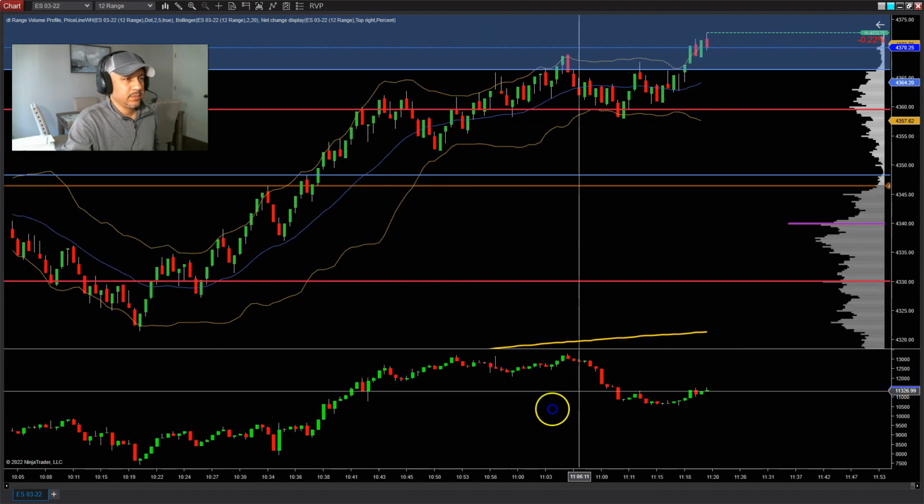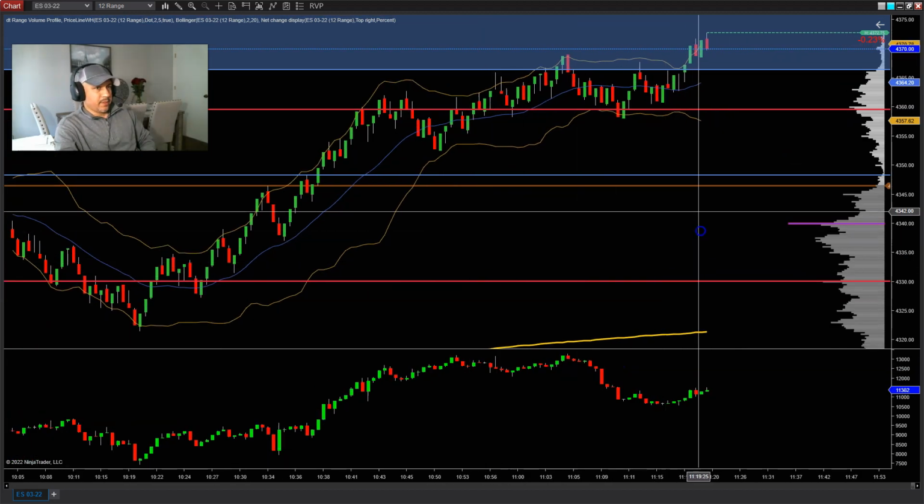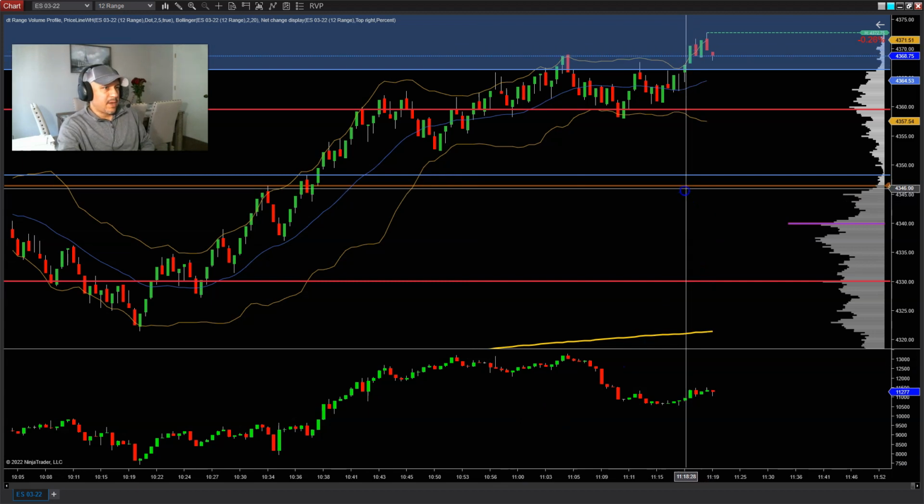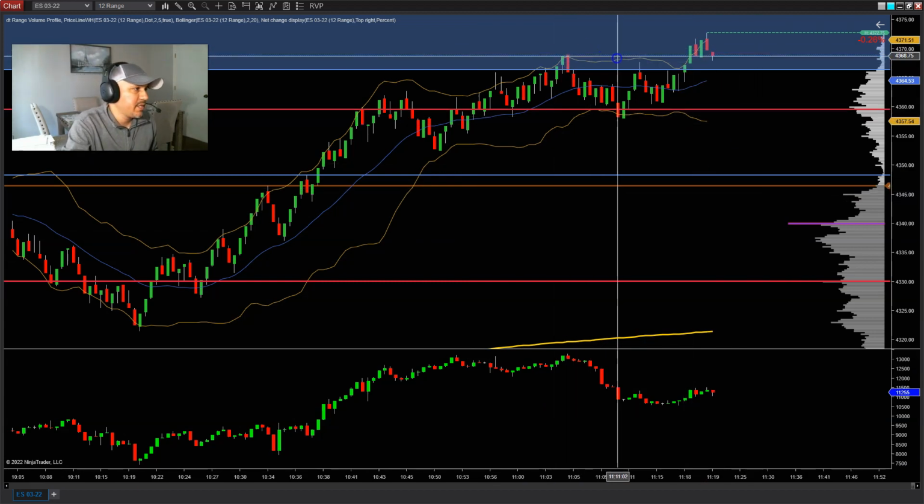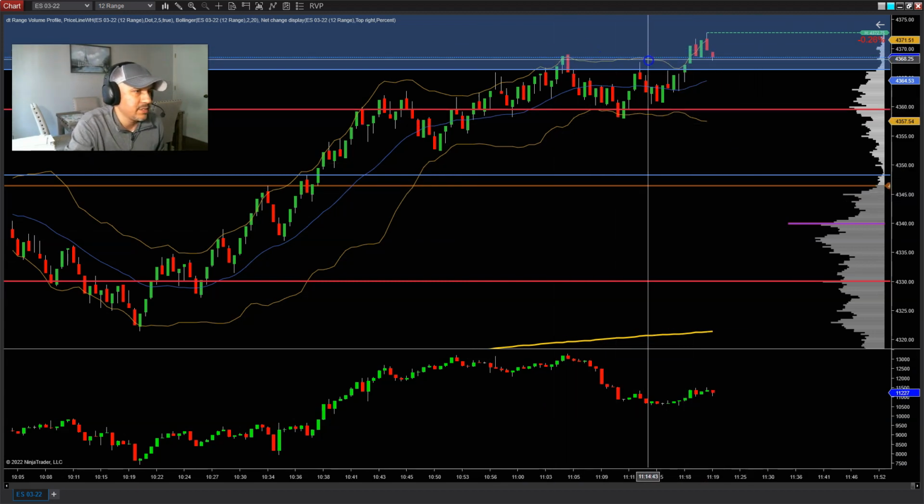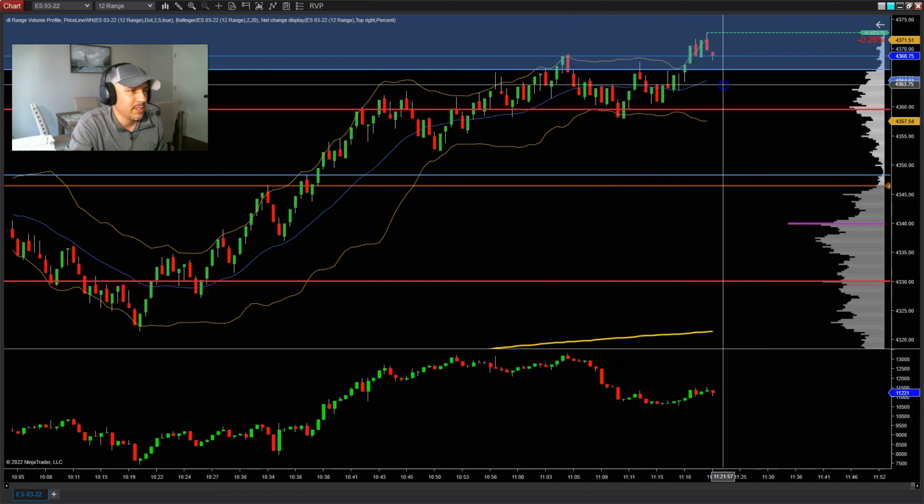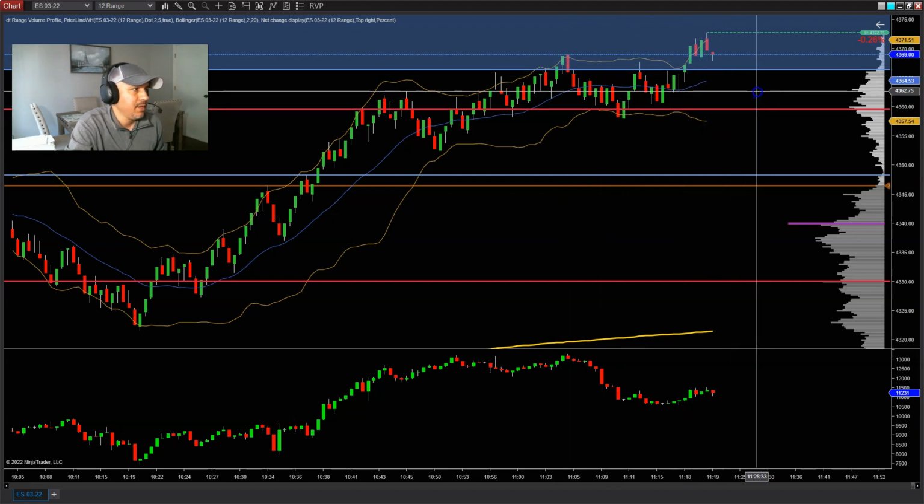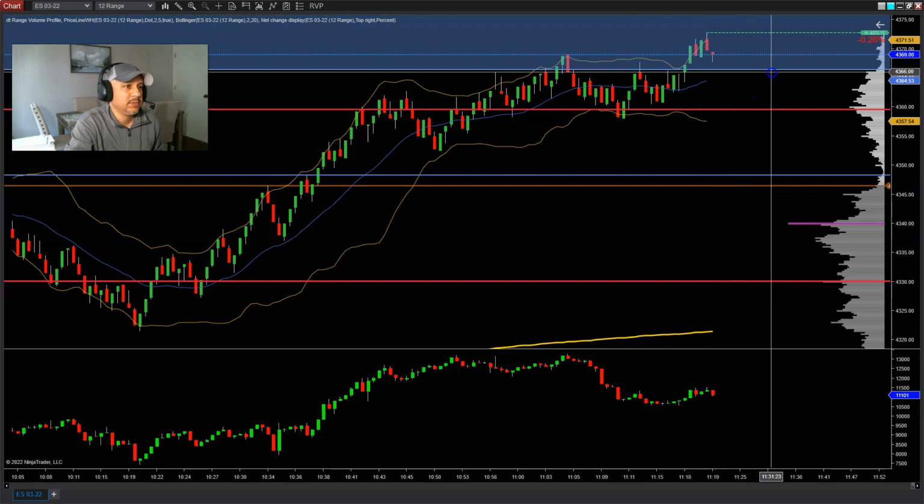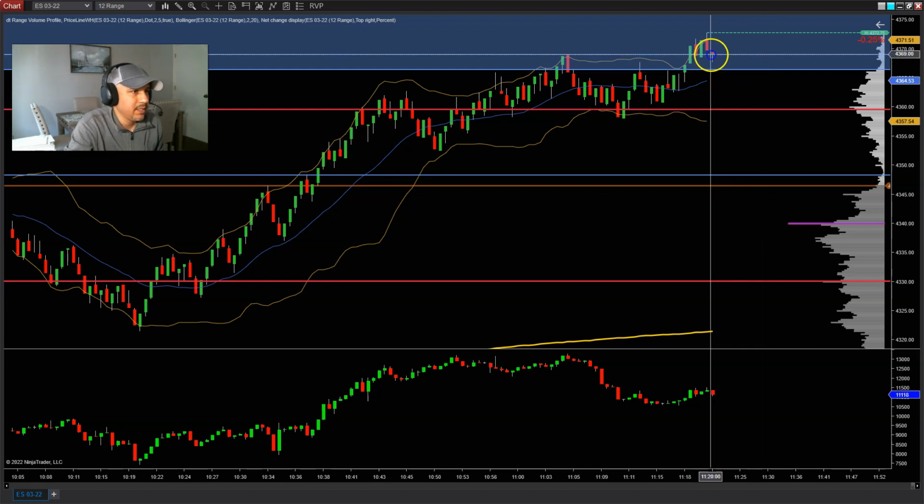So what I want to see, since we're in this area here off the 60 range, the area of supply, I like to see price start breaking some structure to the downside and then looking for a pullback, but we haven't quite gotten that.